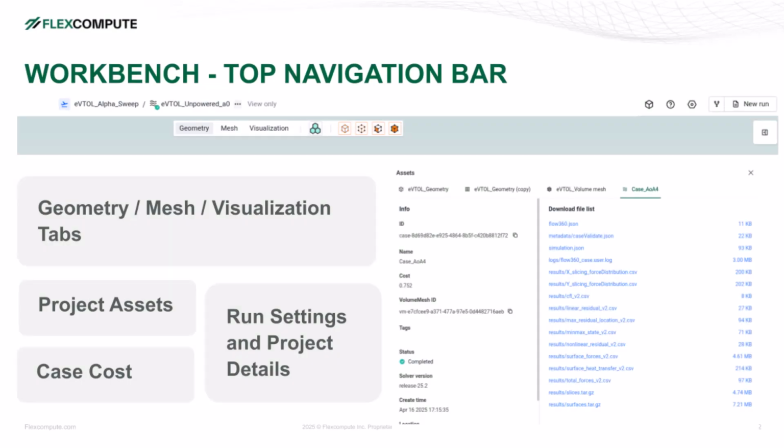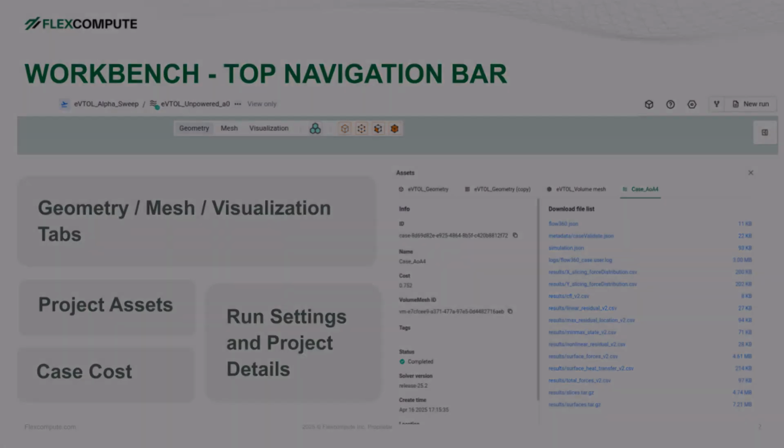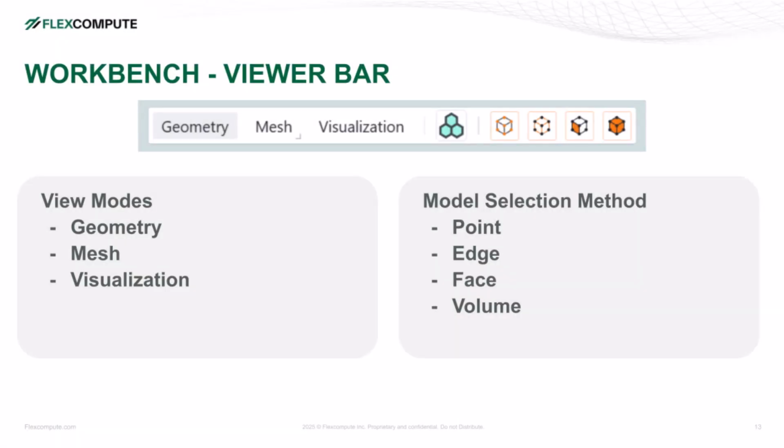The top navigation bar is used to view the project tree or other quick actions like documentation, release notes, and technical support. Here's where you can also access all project assets to download files from each stage in the project. Nested under the navigation bar is the viewer bar, which allows you to switch between different view modes like geometry, mesh, and post-processing, or switch model selection methods like points, edges, and faces.